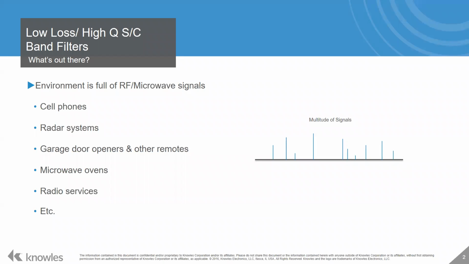So what's out there? Our environment is full of RF and microwave signals caused by cell phones, radar systems, garage door openers and other remotes, microwave ovens, radio services, Wi-Fi, and other data and communication services. To the right, I've depicted a spectrum with a multitude of signals at different frequencies and amplitudes.